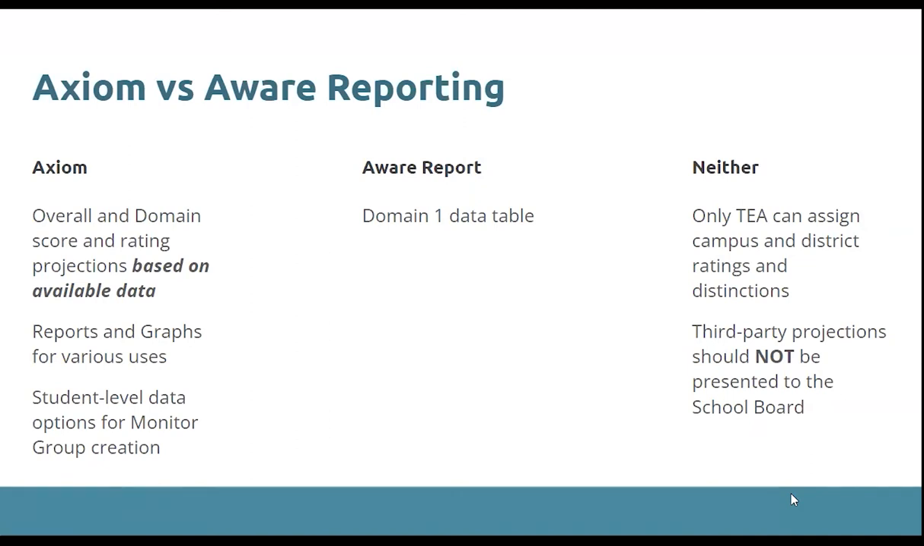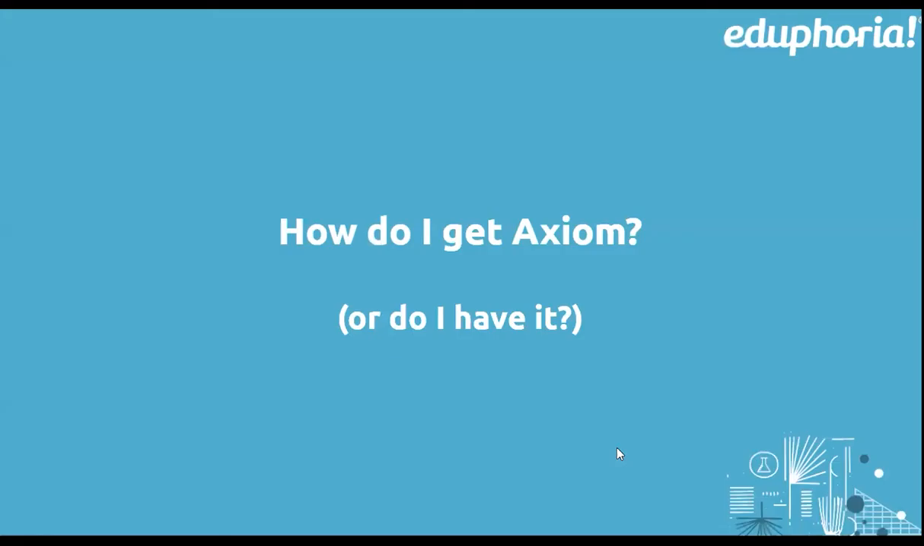Whether or not you are accessing our accountability data through Axiom or through the Aware report, we want to remind everybody that only the Texas Education Agency can assign campus and district ratings and distinctions. These are only meant to be early projections based on available data. We want to emphasize that it is important. Third-party projections should not ever be presented publicly to the school board or to anybody else public. They're for internal use only. These are meant to be projections so you can get started on those conversations before those formal ratings are published.